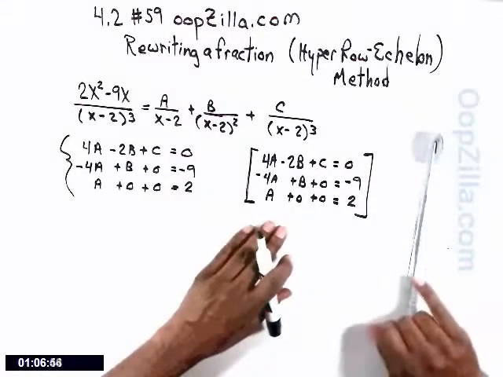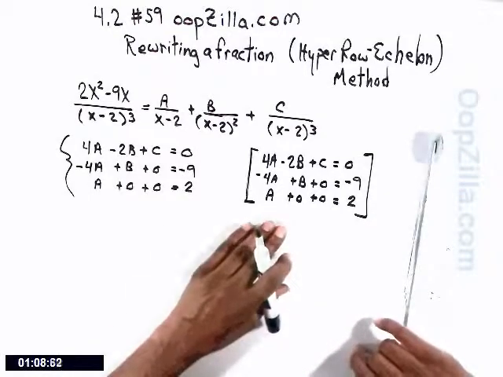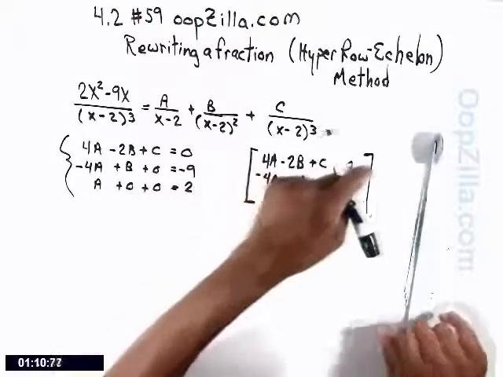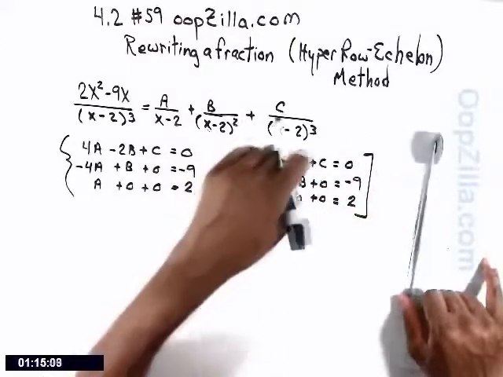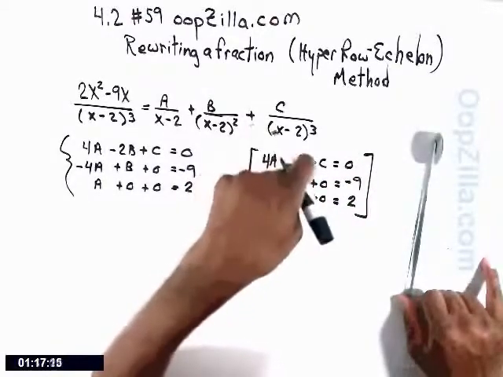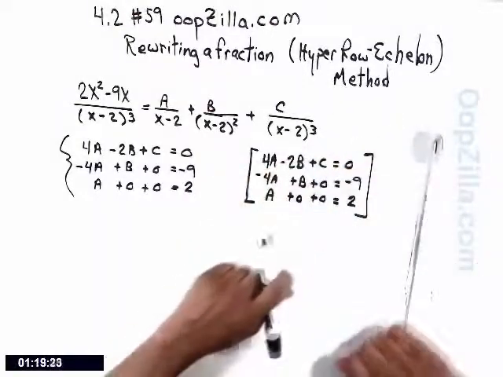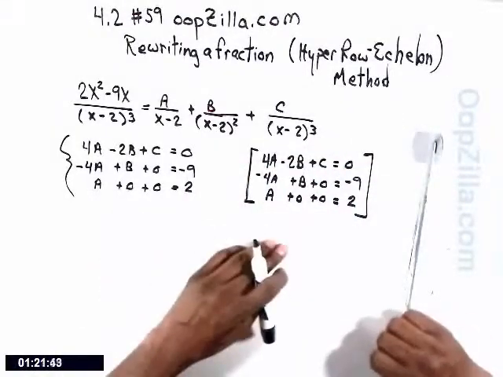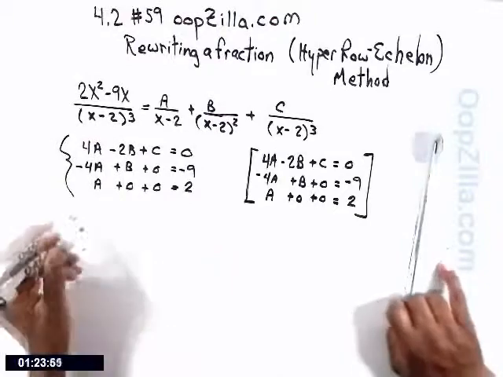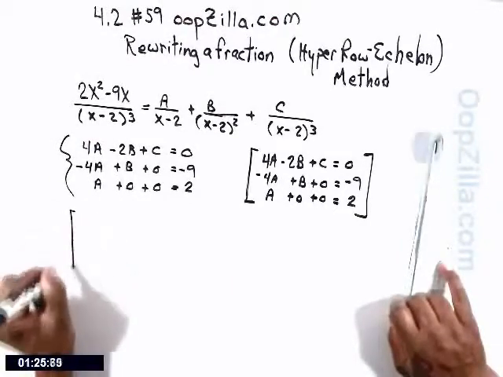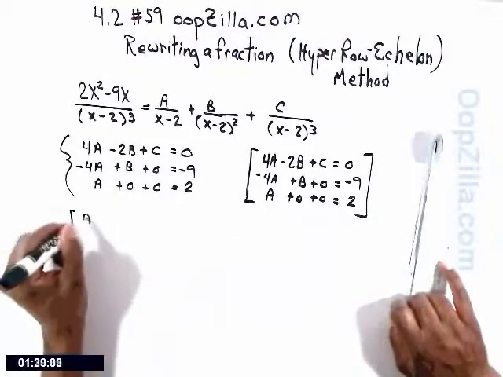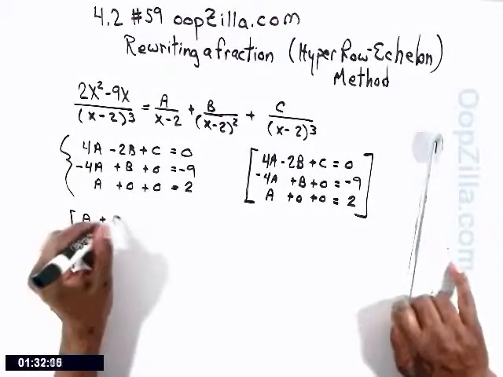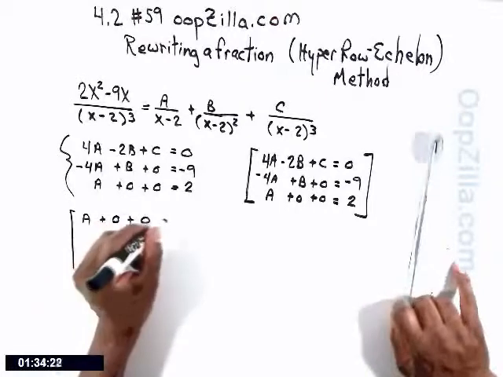And I took this guy right here and moved over that A. Then this guy right here, I moved over the 4A and this B to this side. It made it easy for me. I'll show you how. I basically took this guy and moved him all the way to the top. So this A plus 0 plus 0 is equal to 2.